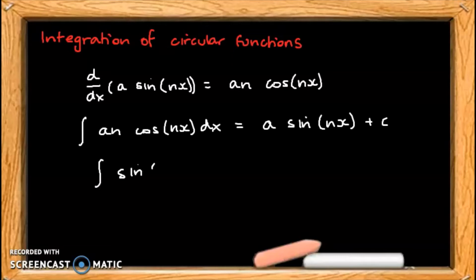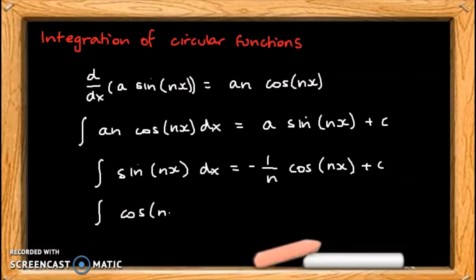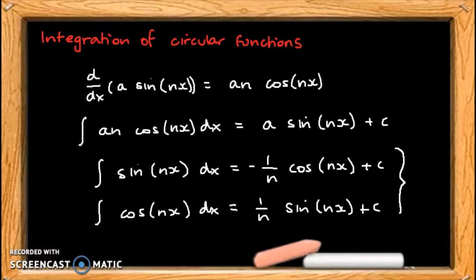So ultimately, I can work out a general rule, and my general rule is that the integration of sine nx dx equals negative 1 over n cos nx plus c, and this will be negative, and the integral of cos nx dx equals positive 1 over n sine nx plus c. This is just a formulaic approach, and we can use this when we integrate using our circular functions.